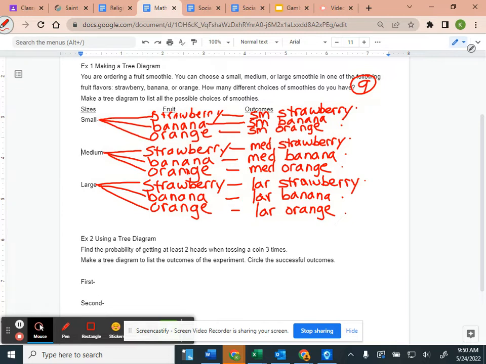Do we understand how the tree diagram works? You have to show all of the work, otherwise it is not a tree diagram. If you just look at it and you try to do the math in your head, that's mental math. That is not a tree diagram. To do a tree diagram, you have to write them out. Let's look at our next part.